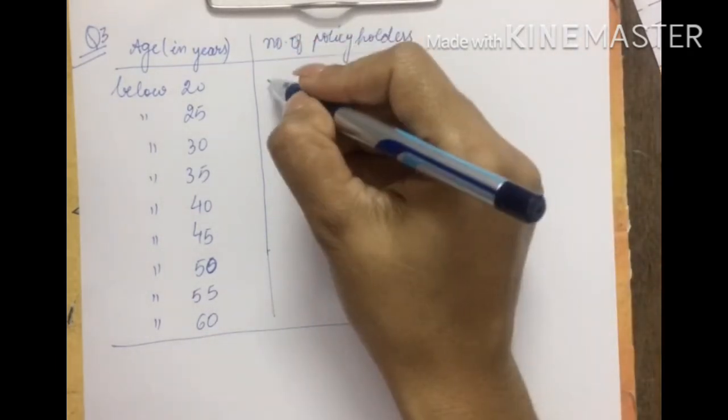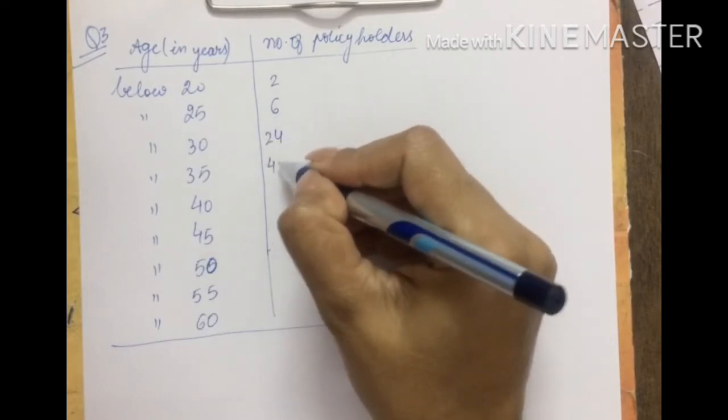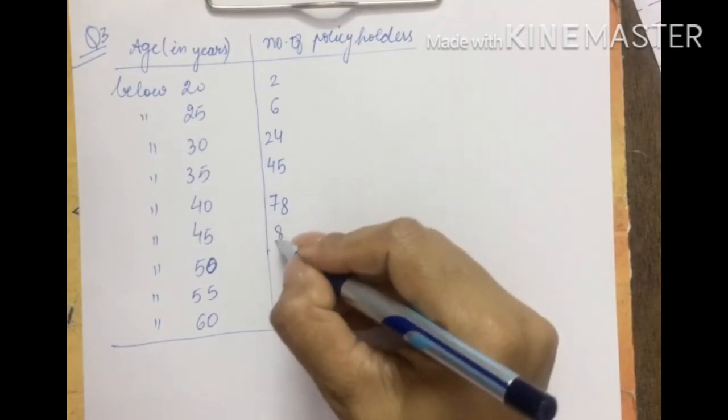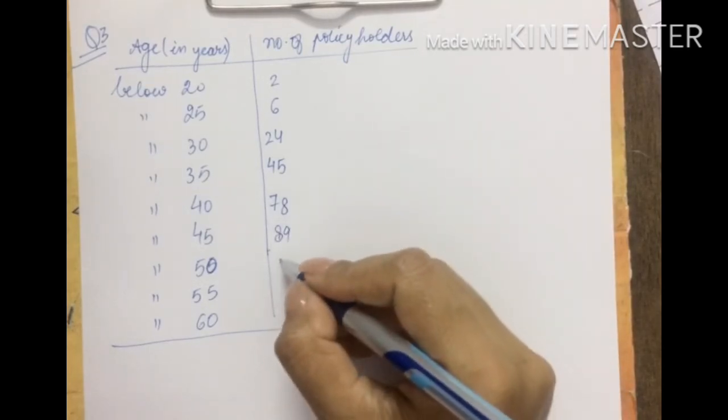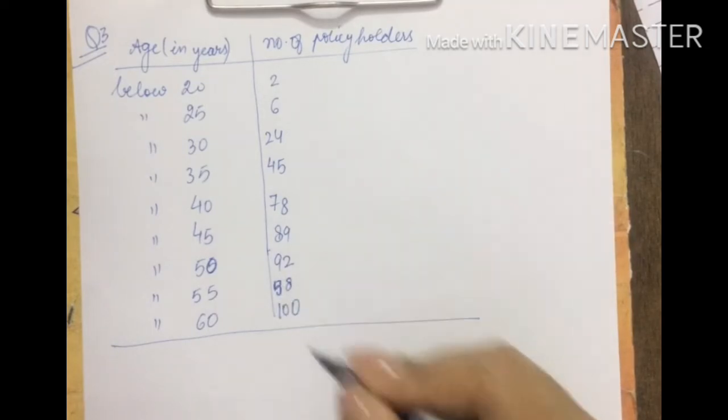The number of policy holders is 2, 6, 24, 45, 78, 89, 92, 98, 100.